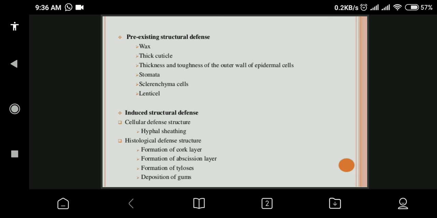Induced structural defense mechanisms: first, cellular defense structures, such as hyphal sheathing. Second are the histological defense structures: formation of cork layer, formation of abscission layer, formation of tylosis, and the deposition of gums.